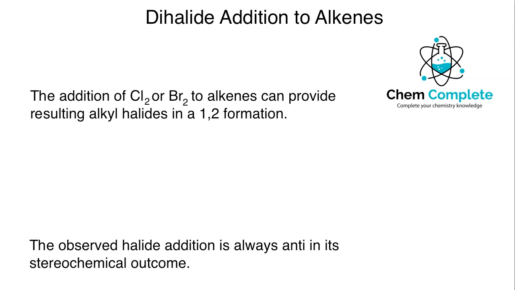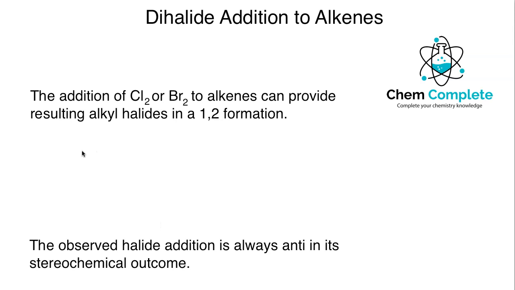So the dihalide addition for alkenes is going to be a situation in which Cl2 or Br2 can be added to alkenes and can provide the resulting alkyl halides, and that will give us a 1,2 formation, meaning each carbon involved in the alkene will take on one of the corresponding halides in the resulting product.